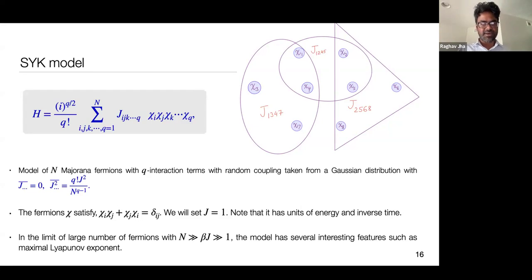We can set the variance to be such that the J squared in the variance term, which is given here, is set to 1. And this model, in the limit of large number of fermions, but taking the fermions to infinity faster than beta J, for example, in the limit which is given here in the last line, that N much greater than beta J, much greater than 1, this model has several interesting features, such as it saturates the Lyapunov exponent, which measures how chaotic the quantum system is.